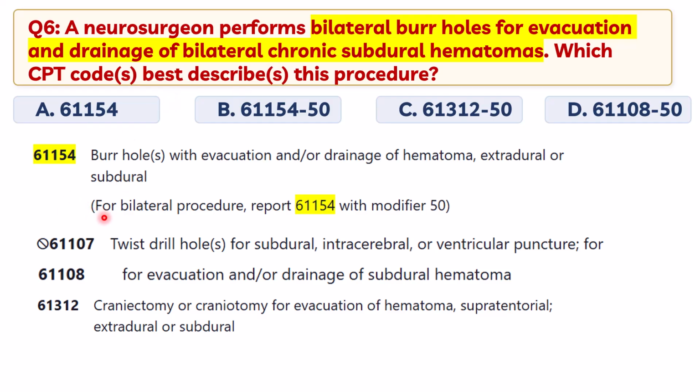So within the bracket it says for bilateral procedure, report 61154 with the modifier 50. Modifier 50 for bilateral procedure. So that is the case here. So you have to use this code with the modifier 50. Let's take the other answers as well. 61107 says twist drill hole for subdural or intracerebral or ventricular puncture. 61108 says for evacuation and drainage of subdural hematoma. So this is 61108 for evacuation of subdural hematoma through twist drill hole. But in our case, it's a Burr hole. Craniectomy or craniotomy for evacuation of hematoma is not mentioning the Burr hole. So the correct answer will be answer B here.